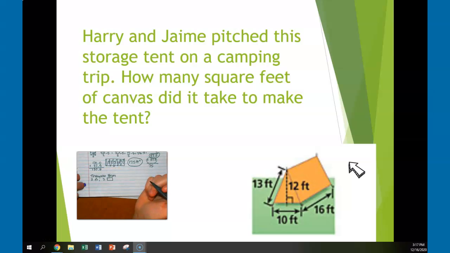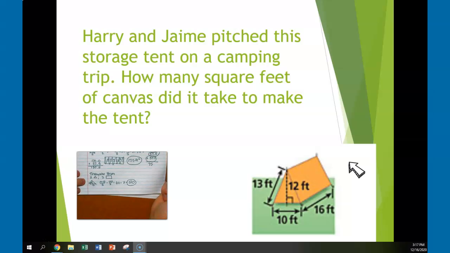So let's figure out the dimensions of our triangle. The front triangle is 10, 2 triangles that are 10, because the base is 10, by 12. So 10 times 12 divided by 2. 10 times 12 is 120, divided by 2 is 60. But we can multiply that by 2 since there are 2 of them. So my triangles are 120.